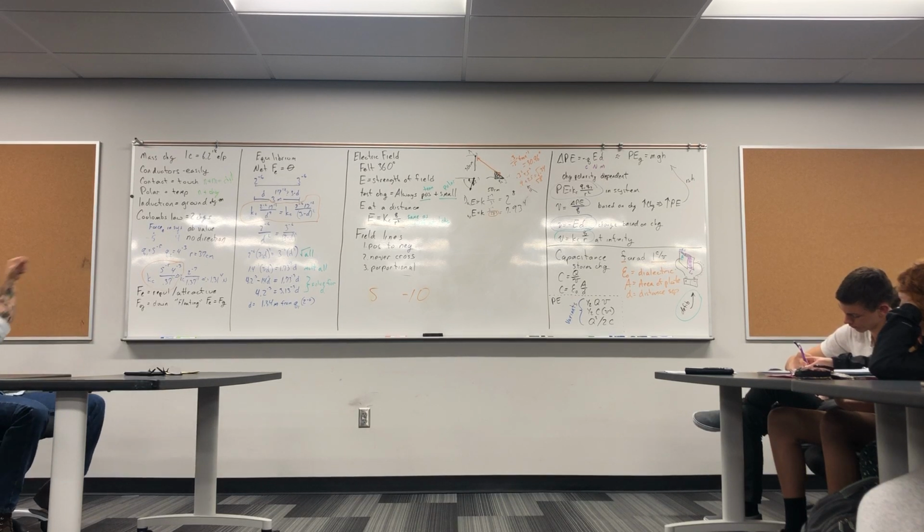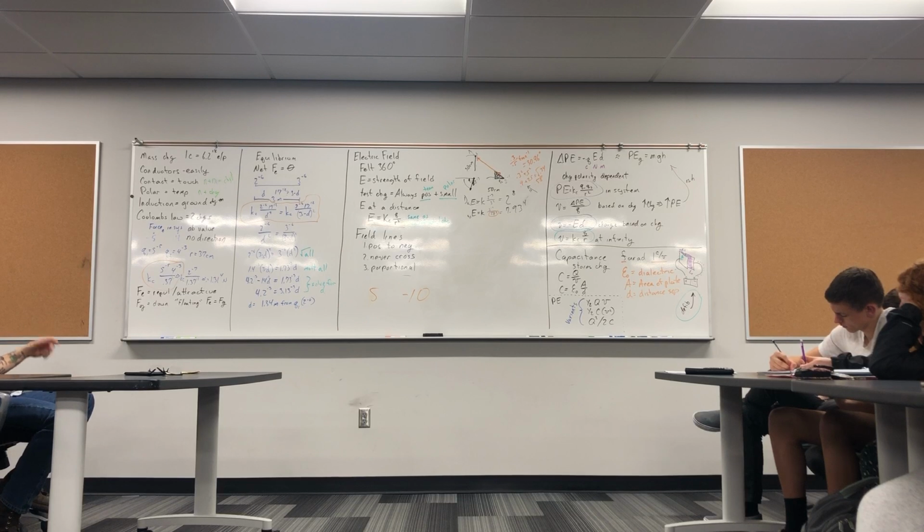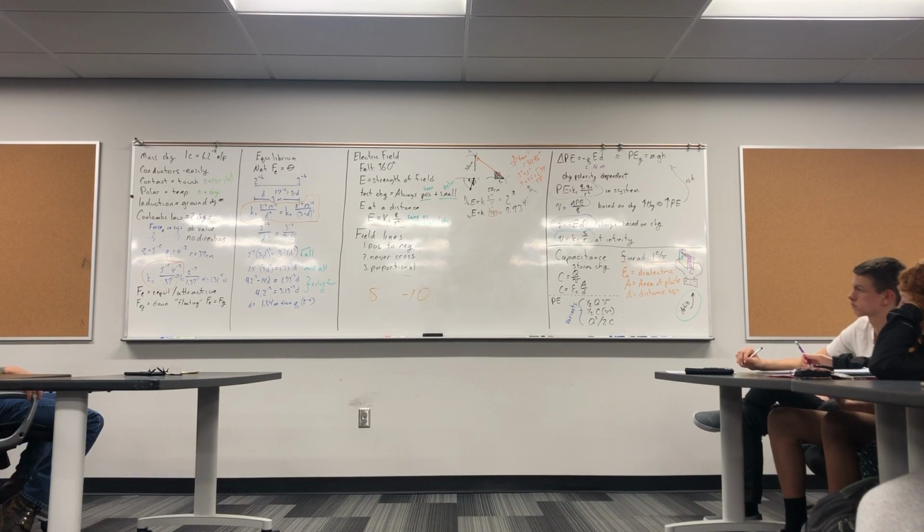So, contact is the most basic. You just rub two things together and they rub off on each other. So neutral plus neutral equals charge. Polarization is temporary.